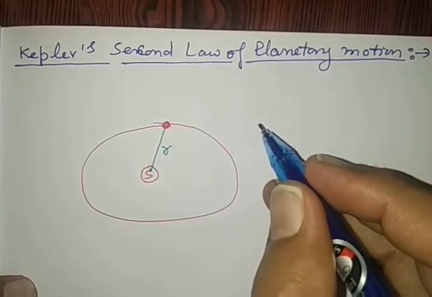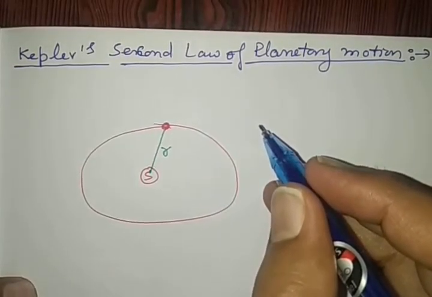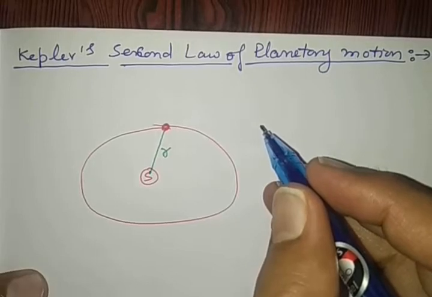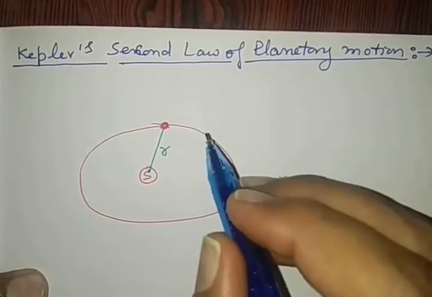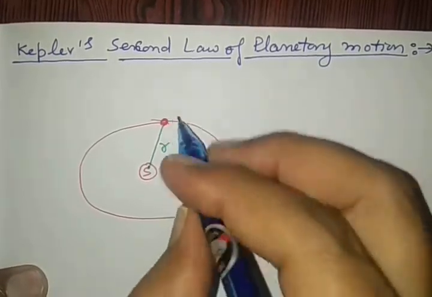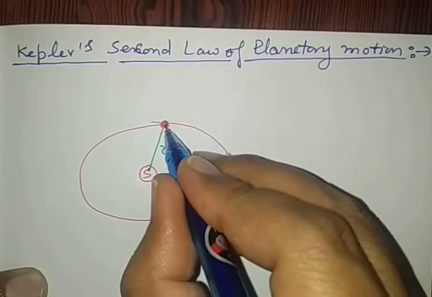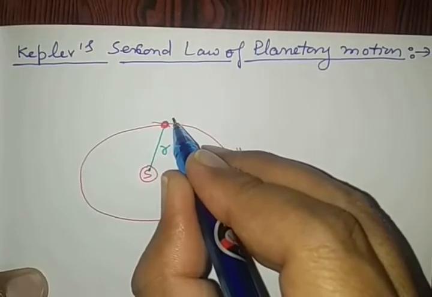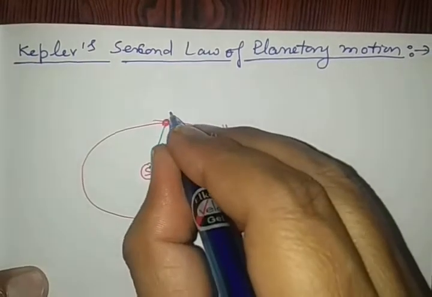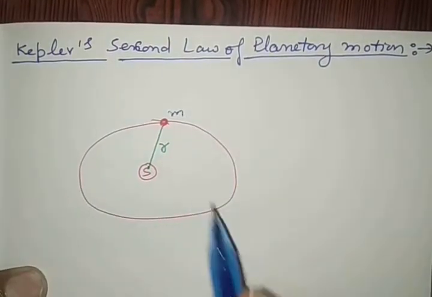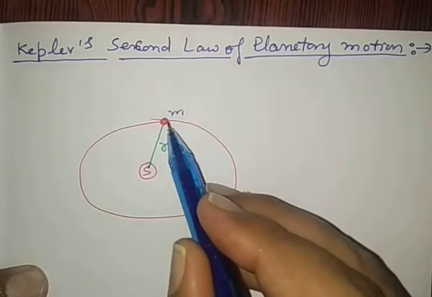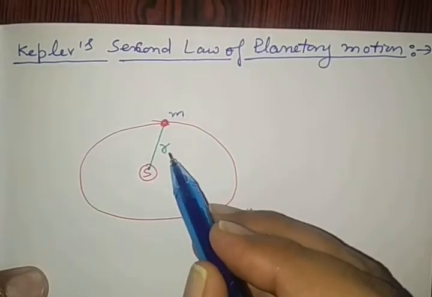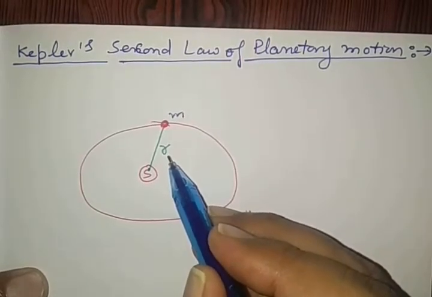Hello everyone. Today we are going to derive Kepler's second law of planetary motion. To derive it, see the fundamental utilized here. Let a planet, suppose Earth, having mass small m, moving around the Sun in an elliptical path. The average distance is represented by r.